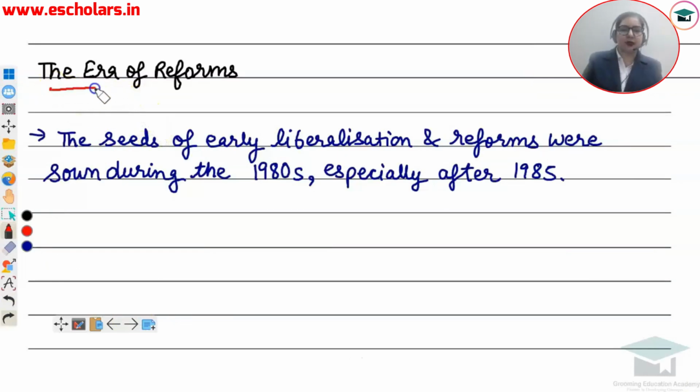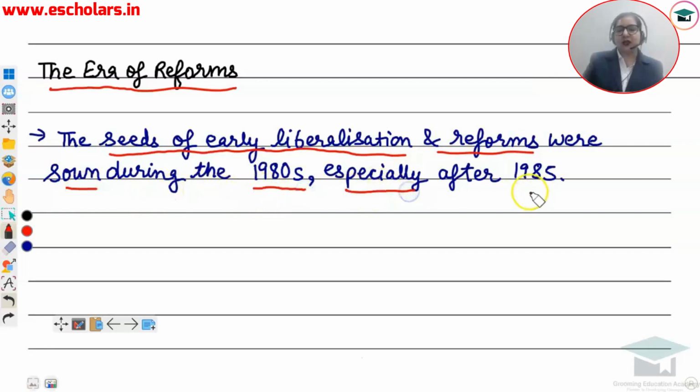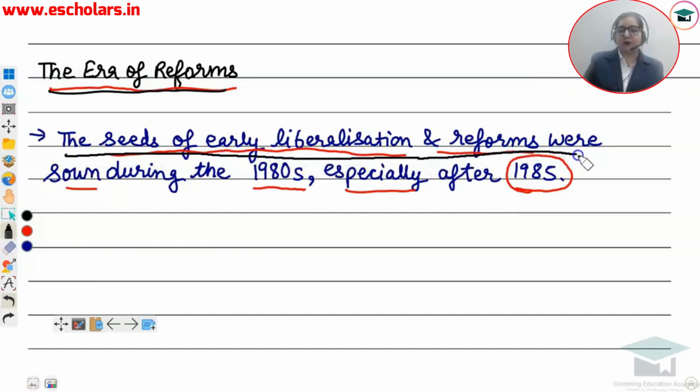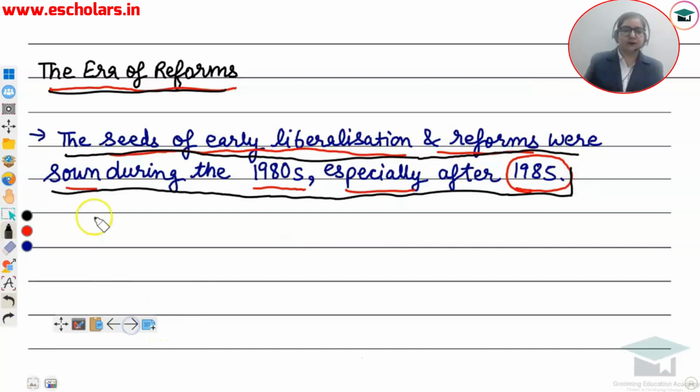We are going to talk about the era of reforms. Okay, so basically students, the seeds of early liberalization and reforms were sown during the 1980s, especially after the year 1985. So let's have a look. The era of reforms: the seeds of early liberalization and reforms were sown during the 1980s, especially after 1985.